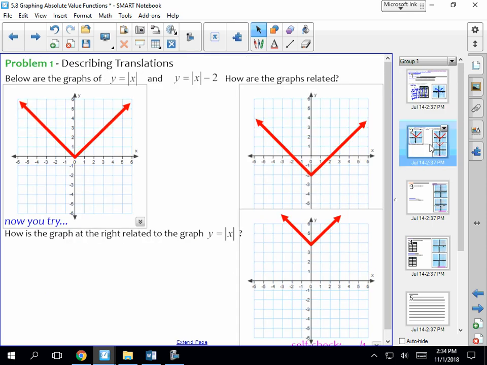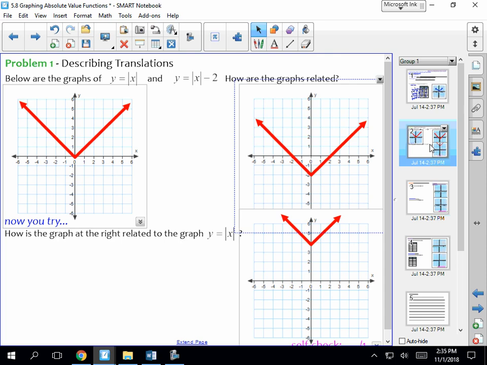So here, below are the graphs of y equals absolute value of x and y equals absolute value of x minus 2. So the question is, how are these two graphs related? Yeah, they both are a V, so they're similar in that they both make a V. How are they different? Yeah, one's a little more down. We can actually be more specific.